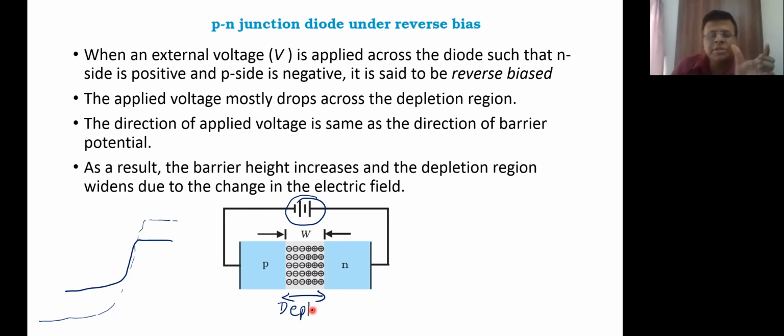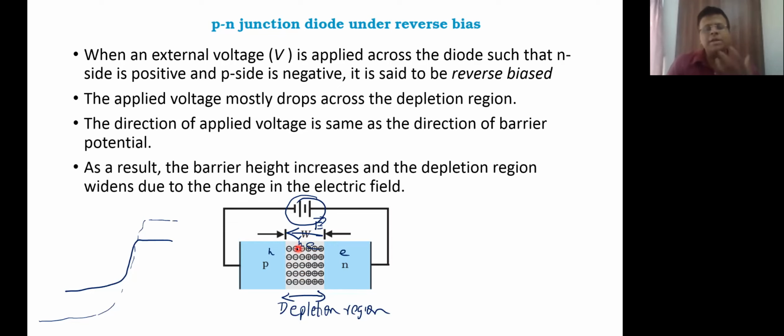And if the depletion region is increasing in width, then your electric field here is also going to be stronger. And that is going to further decrease the diffusion current. So the holes on this side and the electrons on this side, they will find it very difficult to cross over. But there is no opposition whatsoever to the minority carriers which are generated in the depletion region. Because now if there are electron hole pairs generated due to thermal process in the depletion region, then as before, it's not that the drift current is going to increase or something. Drift current is going to remain same.